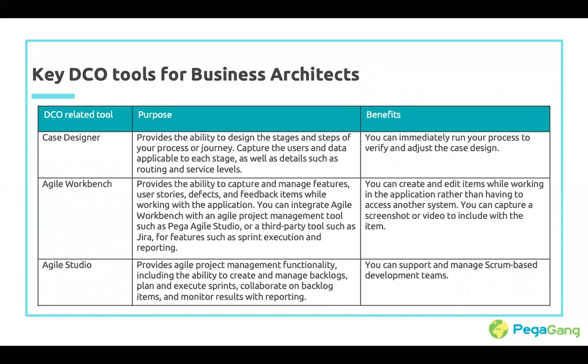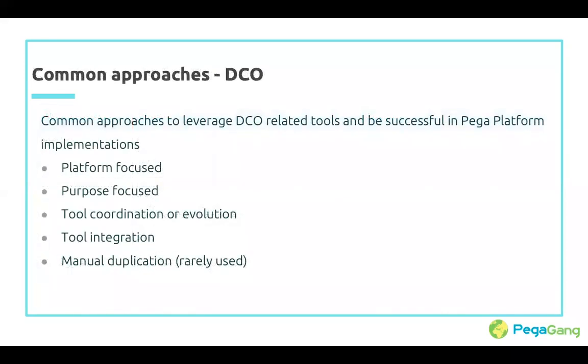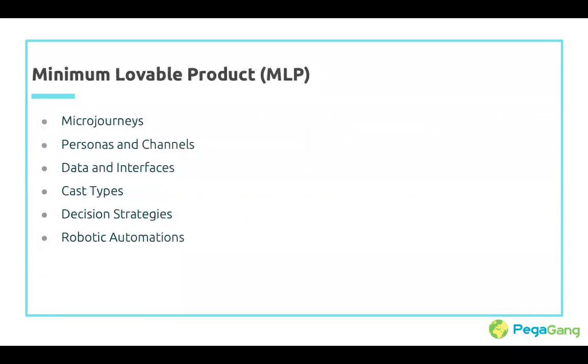But for now, I'm just giving you a brief snapshot of what is available and how you can benefit from things like Case Designer, Workbench, and Agile Studio. Okay. We will talk a little bit more about these in the demos, or other use cases that we are likely to put up in the next sessions, but these are the common approaches from the DCO standpoint. Yes, this is very important.